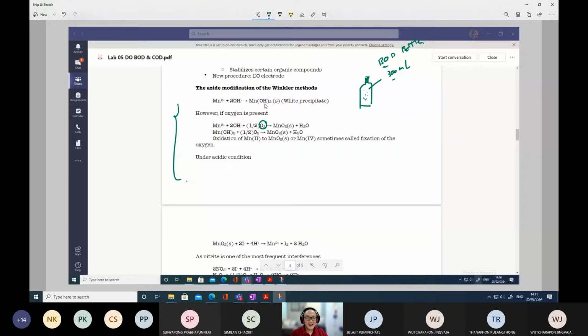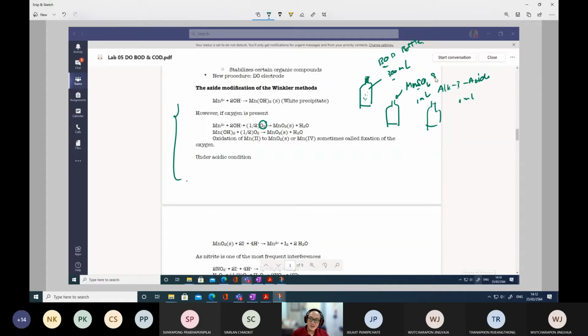So when we want to analyze the dissolved oxygen, we just open this lid. We simply do like this. We first add manganese sulfate, MnSO4, 1 ml, and then followed by the solution called alkali iodide azide, 1 ml. So 2 ml are added now.